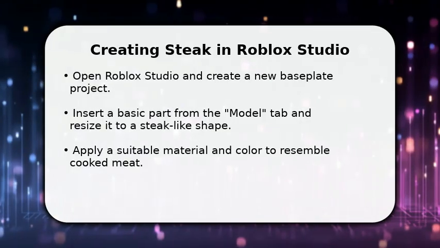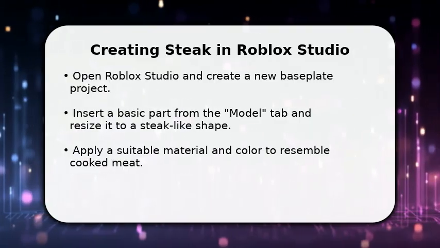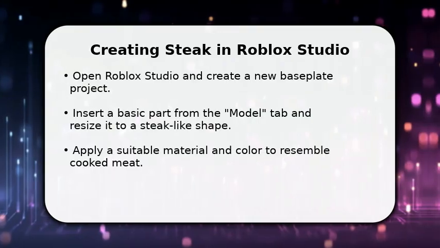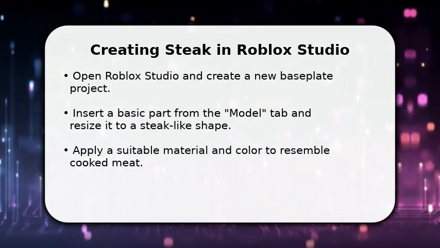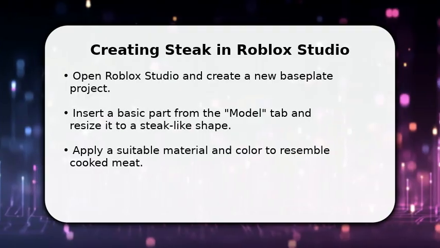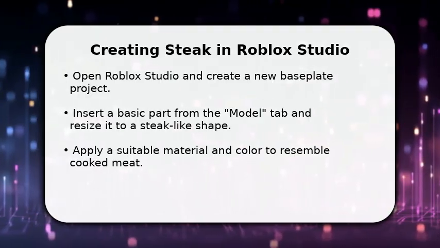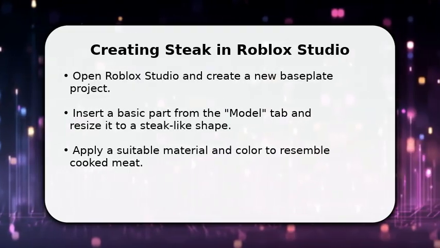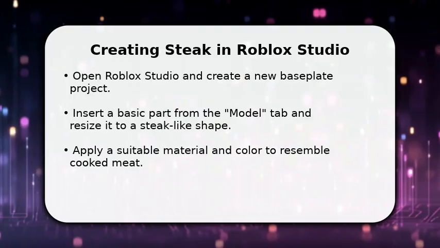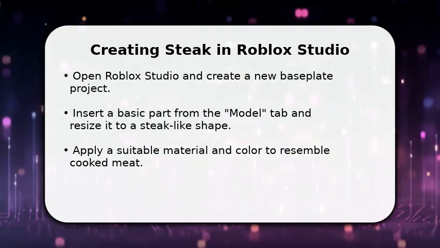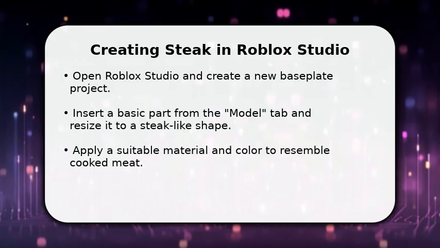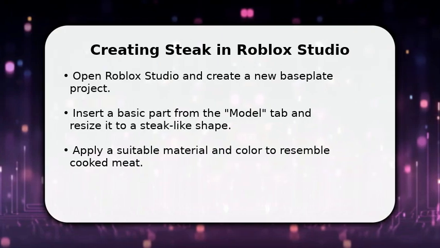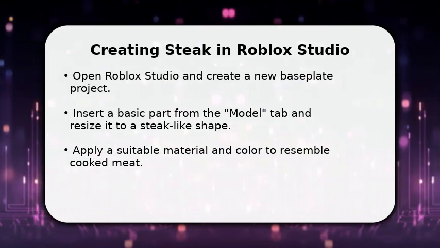In this video, I will show how to make steak a thing in Roblox Studio. First, launch Roblox Studio and begin with a fresh baseplate project. Next, navigate to the Model tab and insert a basic part into your workspace. You'll want to adjust its size and dimensions to closely resemble a piece of steak. Finally, select an appropriate material and color from the Properties window to give it that delicious, cooked meat appearance. This initial step sets the foundation for your culinary creation.